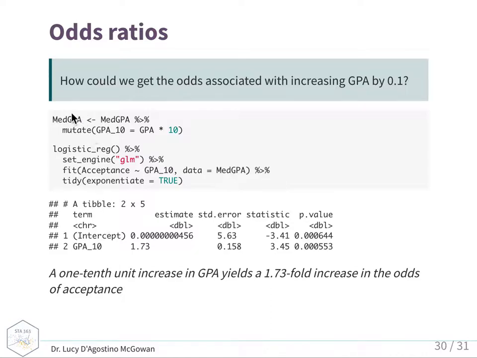We could also do this by changing the data set so that we have GPA that goes up in tenths of units, which we do by multiplying by 10. That's going to get us the same answer. The only difference is I'm mutating this data frame to include a new variable called GPA_10, which is just GPA multiplied by 10. Now if I plug that value into my model, it gives us the same answer, because a 1 unit increase is really a 0.1 unit increase on the original GPA scale. So we still show that a 1/10 unit increase in GPA yields a 1.73-fold increase in the odds of acceptance.